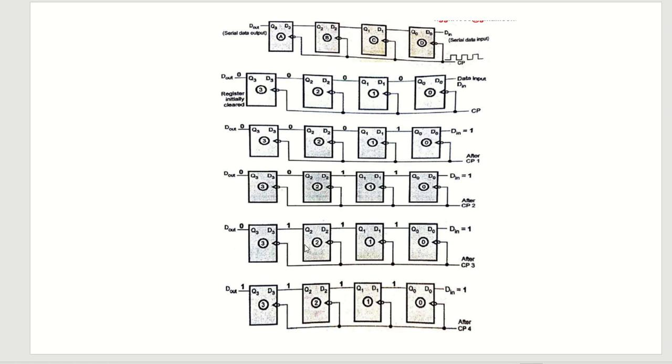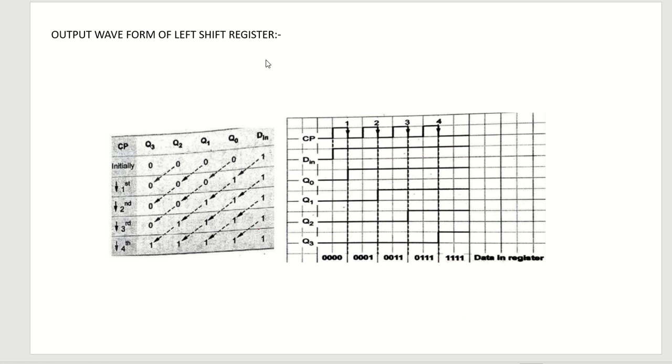Let's move to the next slide. Whatever I explained in the diagram, the same thing is given here. Initially Q3, Q2, Q1, Q0 are 0 and data in is 1. When we apply a clock pulse for the first time, Q0 becomes 1. At the second clock pulse, Q0 and Q1 become 1. At the third, Q2, Q1, Q0 become 1. At the fourth, Q3, Q2, Q1, Q0 become 1.